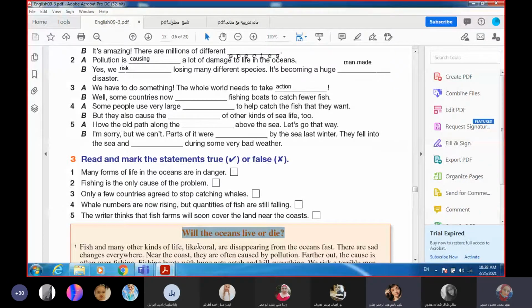What do you mean by this sentence? Will the ocean live or die? Is the ocean alive or dying, depending on whether there are many living creatures or not. Okay, is the ocean full of healthy natural things or is there pollution? Right, there are man-made disasters. Okay. Now we have 5 sentences here.